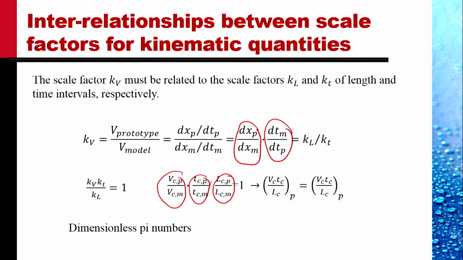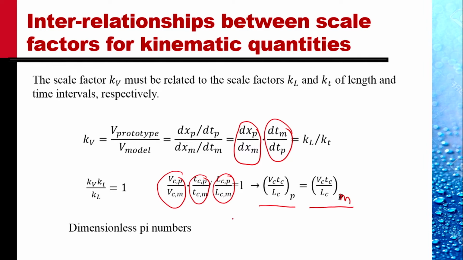By rearranging, we get Vc Tc by Lc for the prototype is equal to Vc Tc by Lc for the model. Subscript C denotes that this is a characteristic value. Whatever characterizes the velocity, time interval and length in the prototype, the corresponding value in the model must be related to these through this relation.